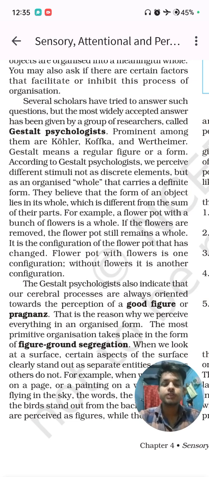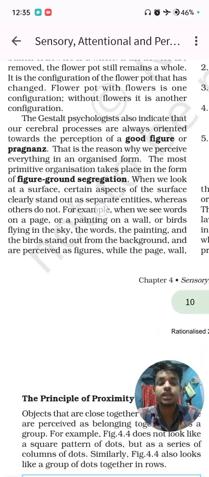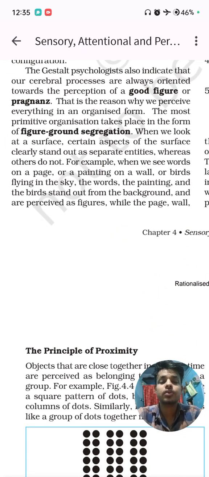For example, a flower pot with a bunch of flowers is a whole. If the flowers are removed, the flower pot still remains a whole. It is the configuration that has changed. Flower pot with flowers is one configuration. Without the flowers, it is another configuration. Gestalt psychology also indicates that our cerebral processes are organized or oriented toward the perception of a good figure or pragnanz. That is the reason why we perceive everything in an organized form.